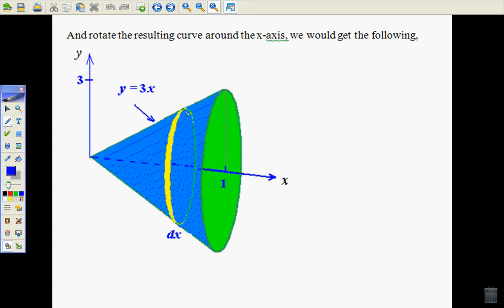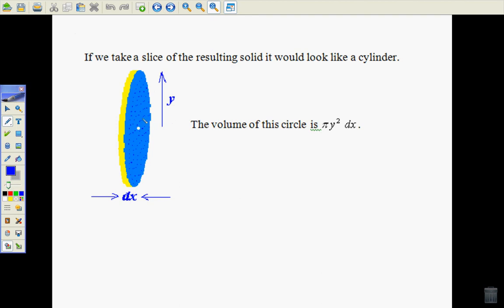The idea in regards to the integration is actually taking a slice of this cone. If we take a slice, it's really going to look like a cylinder. So the volume of a cylinder, well, it says volume of the circle, it really should be volume of the cylinder, is the area of the circle, which is the blue part, times the thickness, the yellow part there.